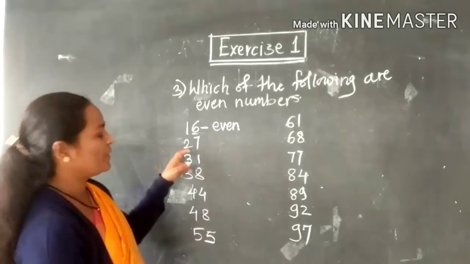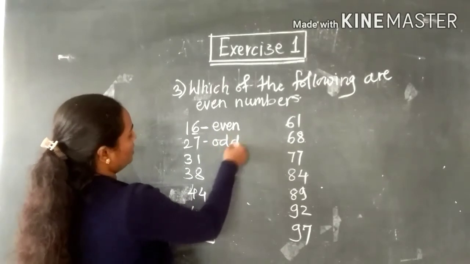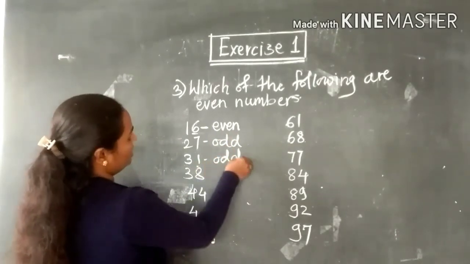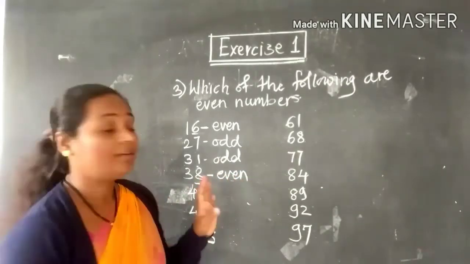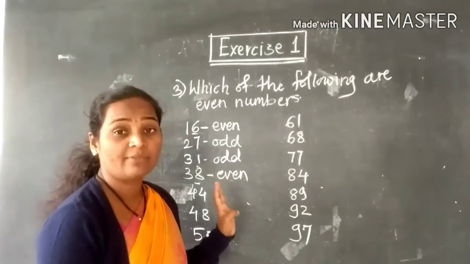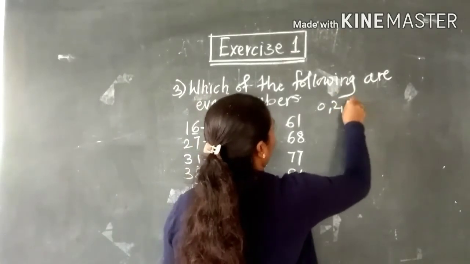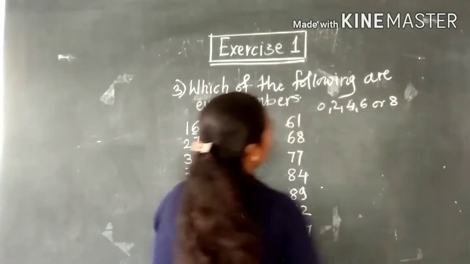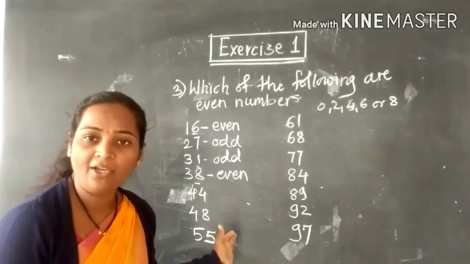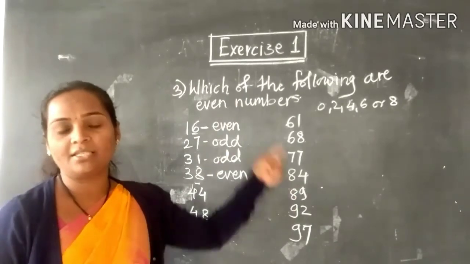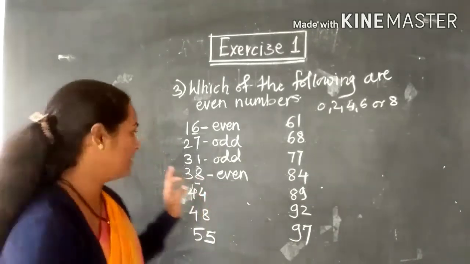Okay. Next, 27. It cannot be easily divisible by 2, which means it is an odd number. Here 1 is there, that means odd number. Here 8 is there, which means it is an even number. Simple thing, our divisibility test for 2: 0, 2, 4, 6 or 8. These numbers must be present in the place of ones. That is how we can find out, and by that we can say yes, this number is an even number because it is a multiple of 2.